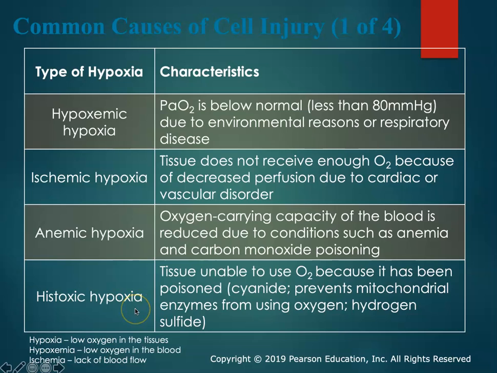histotoxic hypoxia, right? In this case, the tissue or the cells within that tissue are unable to use oxygen, okay? Because it's been poisoned. So for instance, cyanide will actually prevent mitochondrial enzymes from using oxygen. So the oxygen is there, the cell's not able to utilize it. If mitochondria is not able to utilize oxygen, there will not be enough ATP produced. Okay. Also, hydrogen sulfide will cause histotoxic hypoxia. Okay.